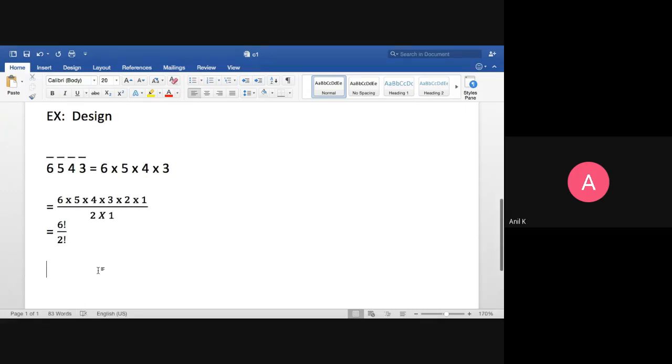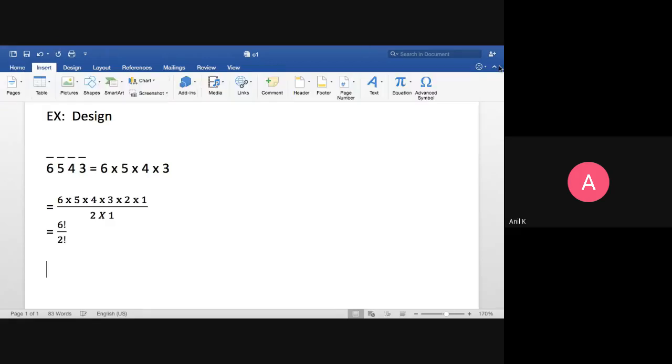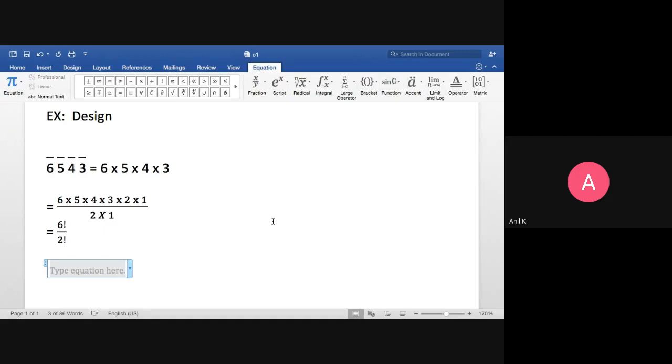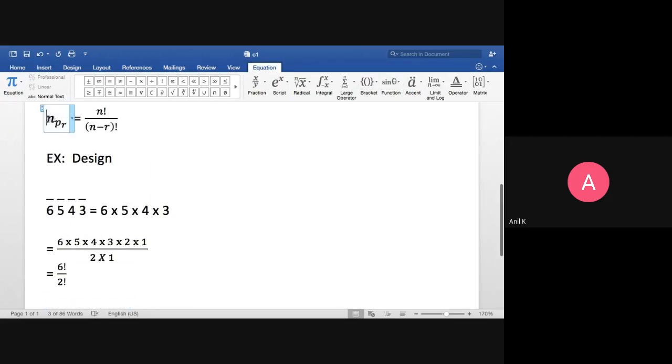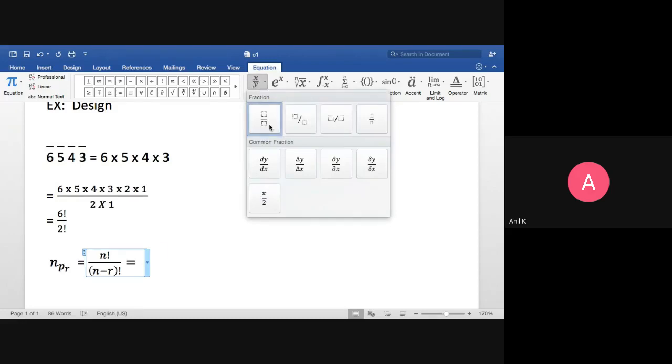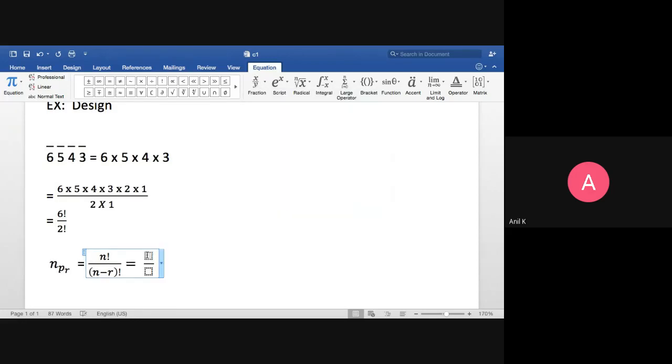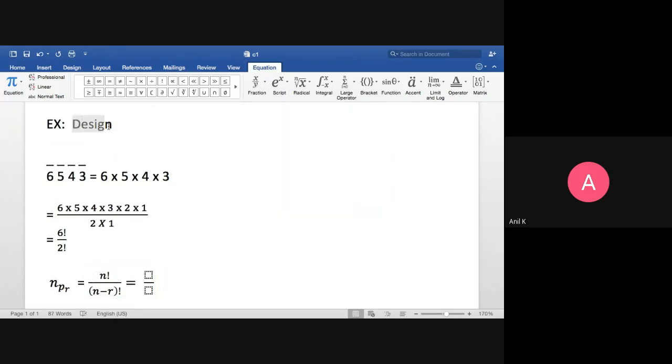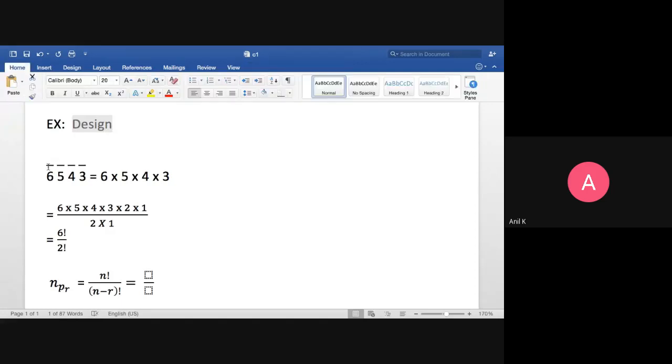What does our formula say? Let me insert the equation. Our formula is nPr. Let me type the formula here: nPr is n factorial upon n minus r factorial. If I solve the same question with the help of the formula, here the n value is 6 and the r value is 4, because the word has 6 letters, so n is 6, and you are making a 4-letter word, so r is 4.